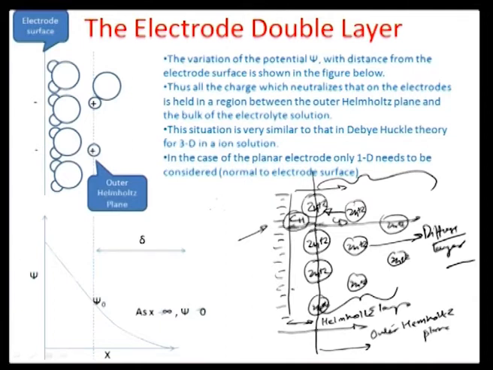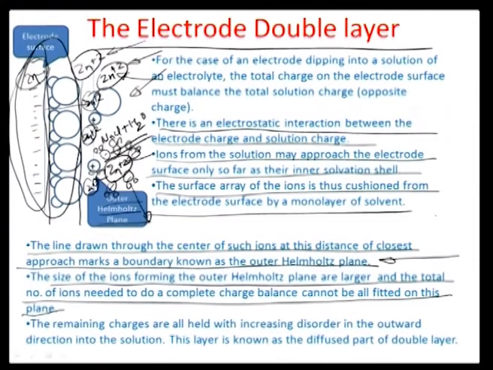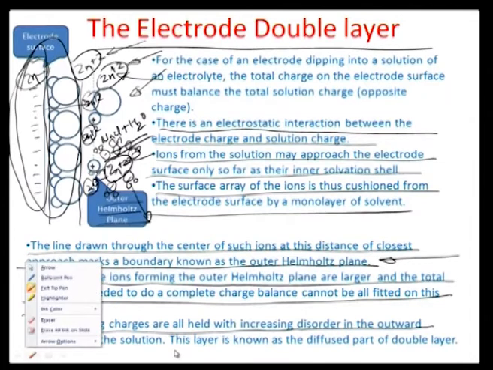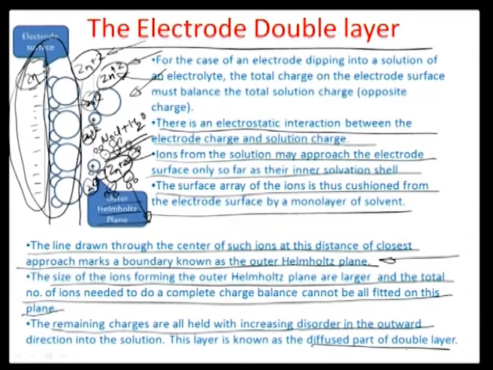The capacitance of the Helmholtz layer is generated because of the solvation shell of individual ions, separating the ions from getting back to the electrons in the electrode, and then there is the diffuse layer formed inside the solution. The remaining charges are all held, with increasing disorder, in the outward direction into the solution, and this is known as the diffuse layer of charges. That is why it is a double layer: one is the Helmholtz layer and the other is the diffuse layer of charges. So in a nutshell, that is how the electrode is oriented with reference to the solution.